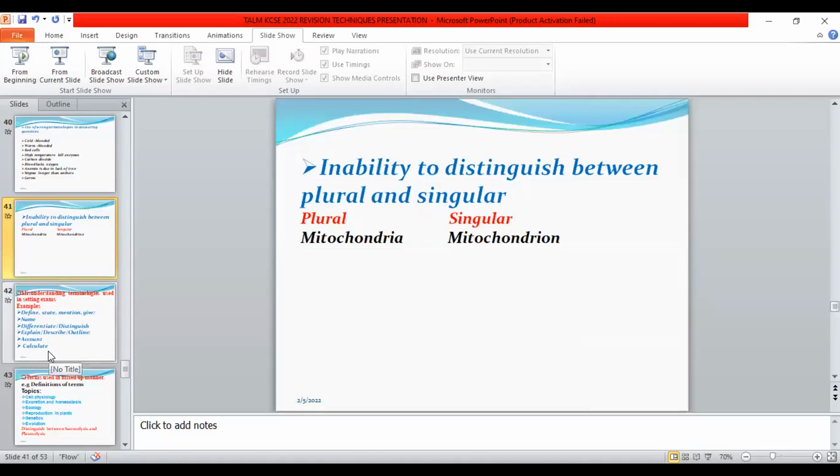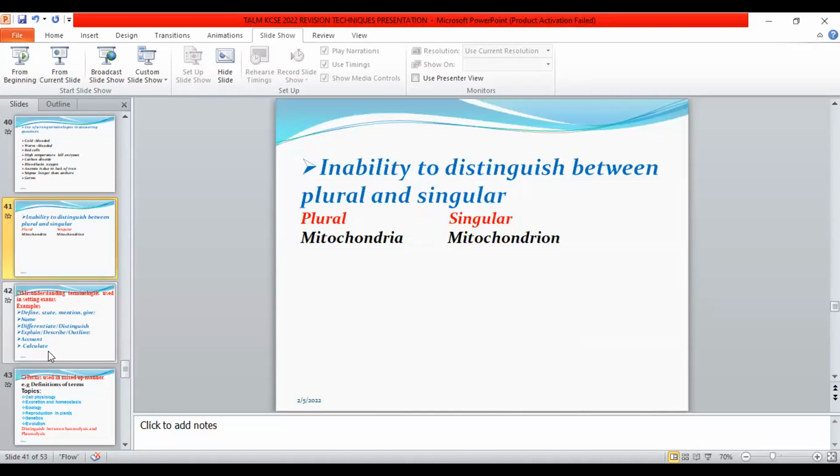We have our students not able to distinguish between the singular and the plural when they are writing their work. And the singular or plural are normally tested in two ways. One, it may be a diagram that the candidates are provided with, then they are told to label the parts of the diagram, or it could be in the stem of the question. For example, name a cell organelle.